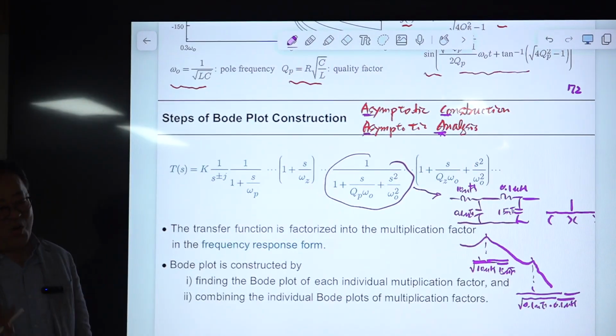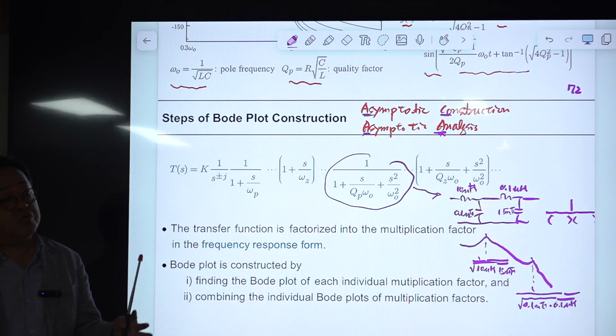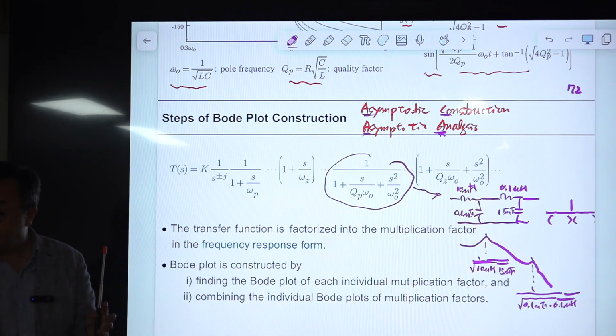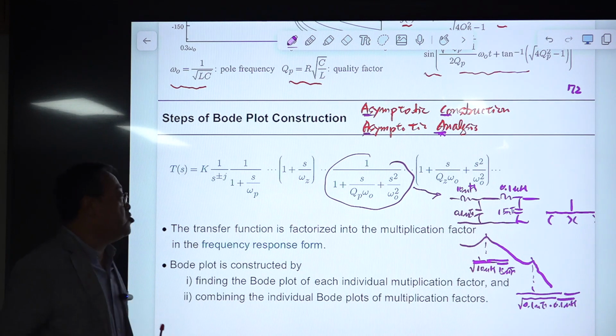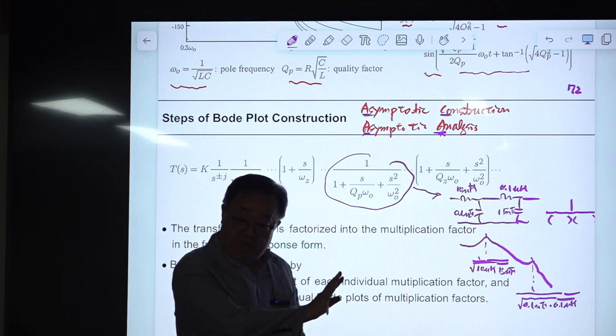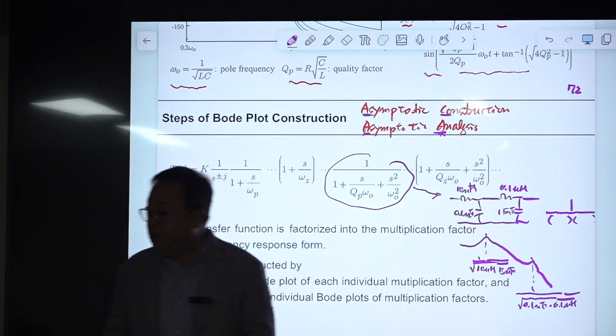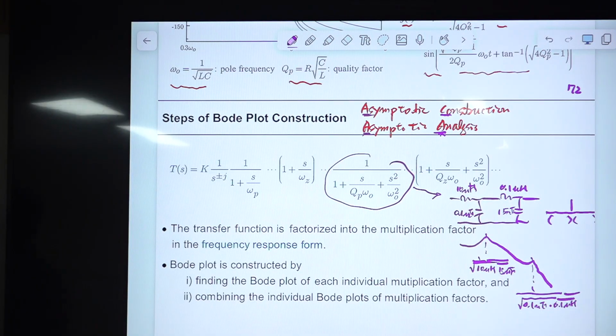Design-oriented design, or design-oriented analysis. Don't try to use the exact equation. Try to use this approach and use your insight. That helps you to analyze something, and it is extremely useful for designing something. So this is the message I want to convey.